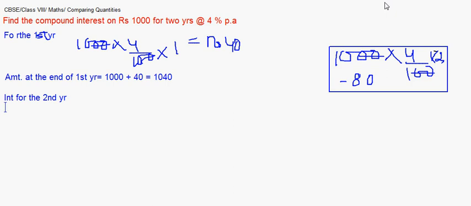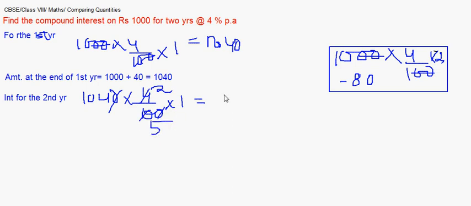Now for that, this amount for the previous year becomes the principal. So it is 1040 into the rate, which remains the same. It's again for 1 year calculation. So this getting cancelled, and if I get this as 2, this will be 5. So it is 208 by 5, and that's coming down to be 41.6. This is the interest for the second year.